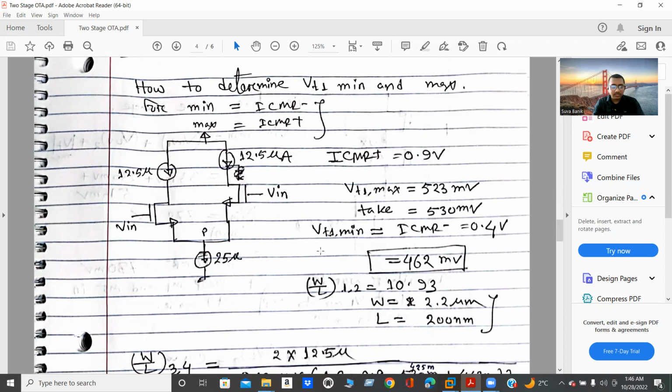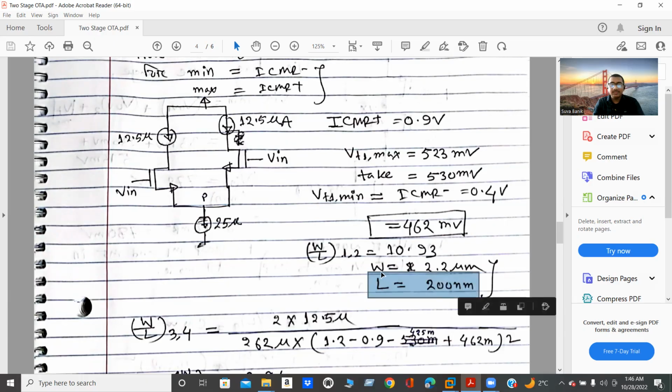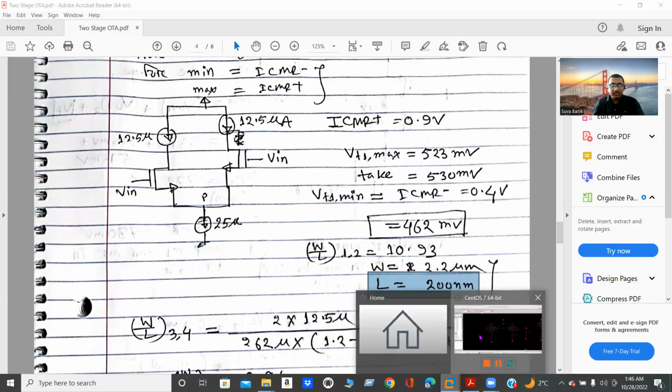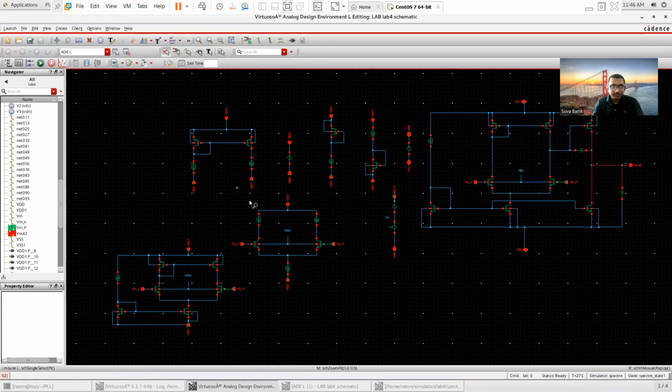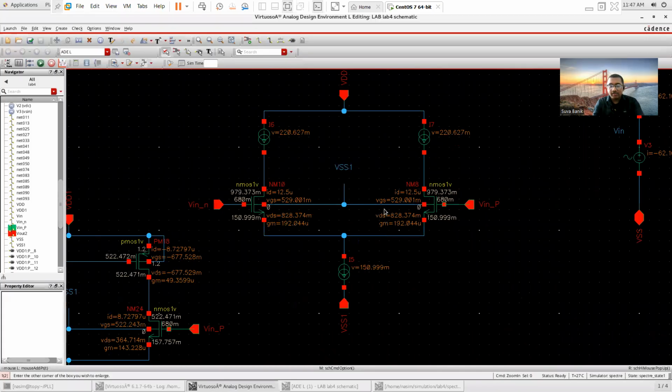Moreover, one crucial point is this: what about the W by L ratio? For W by L, we already calculated the W by L aspect ratio, which was 10.93. And as I told you, my intention is to use length equals 200 nanometer. From there, I can easily determine the width of this transistor. You can also find the circuitry here. From this simulation, I found VT1 min and VT1 max.